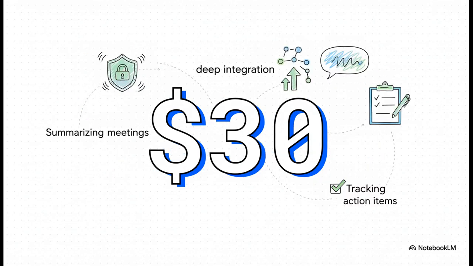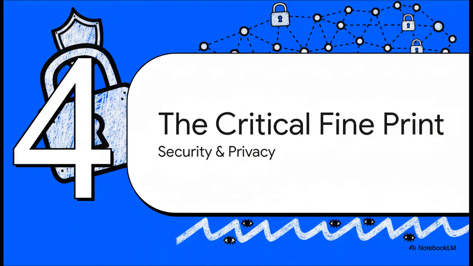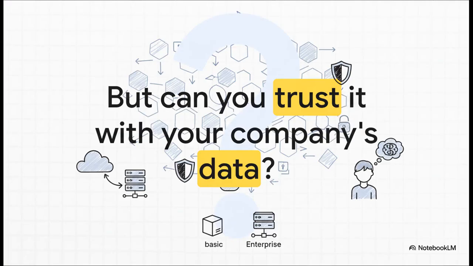And then you've got the business plan. At $30 per user, this one adds the stuff that companies absolutely need. We're talking about enterprise-grade security and way deeper integrations across their whole system, especially inside Microsoft Teams, where it can do things like summarize meetings and keep track of who's supposed to do what. Okay, but here's the thing. Price is not the only difference between these plans, not by a long shot. There are some really critical security and data privacy details here that you absolutely have to understand before you jump in.